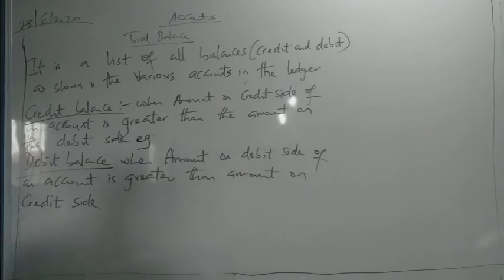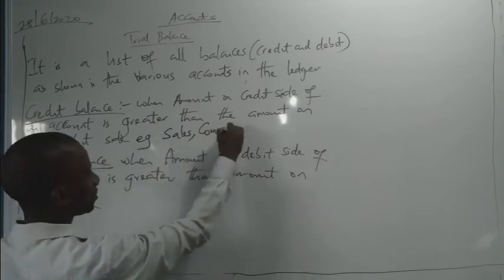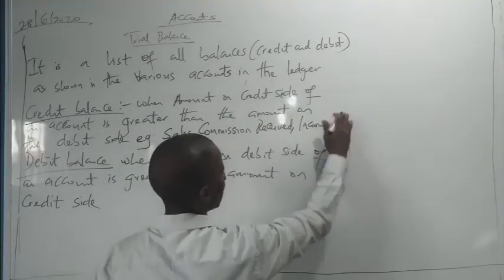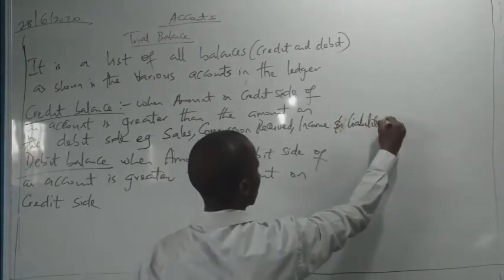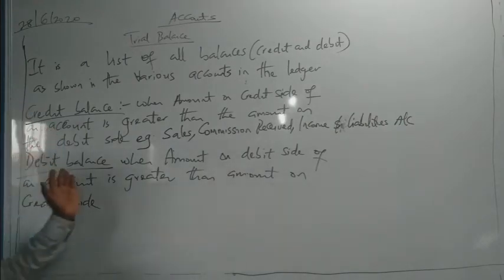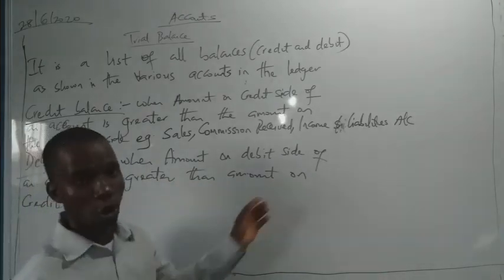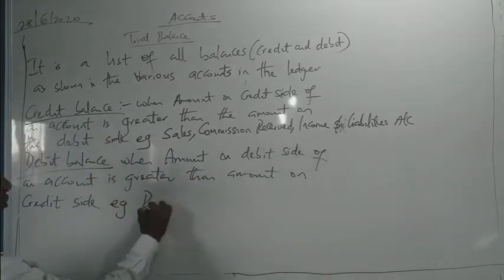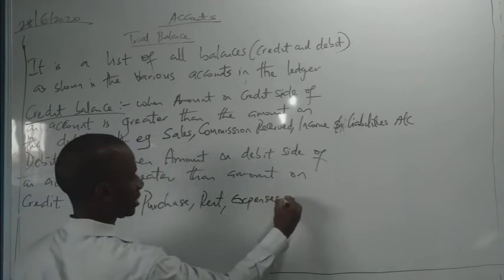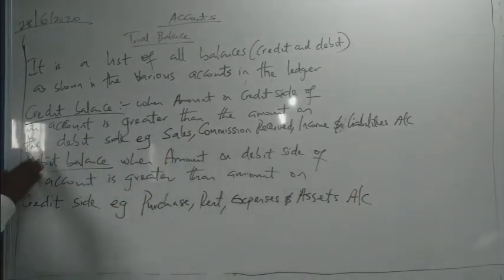Examples of accounts that have credit balances are sales, commission receipt, then income, in short, all income and liabilities accounts. Those always have credit balances. But debit balances occur when the amount on the debit side of an account is greater than the amount on the credit side. Examples usually include purchases, rent, in short, all expenses and assets accounts. They normally have what is called a debit balance.